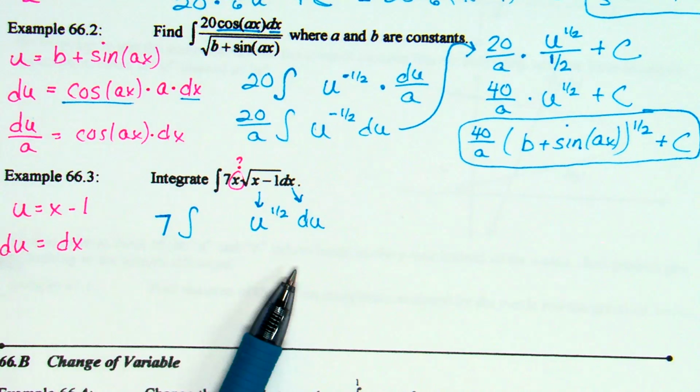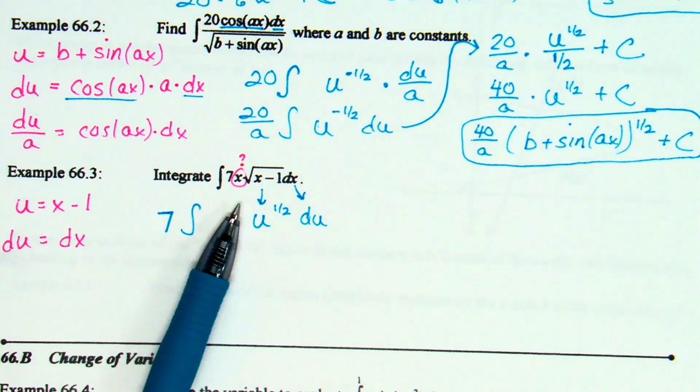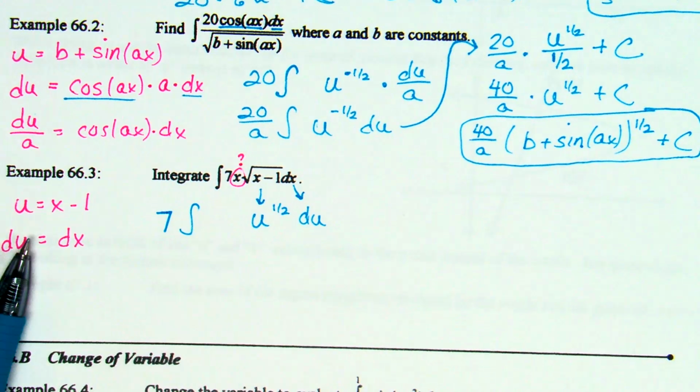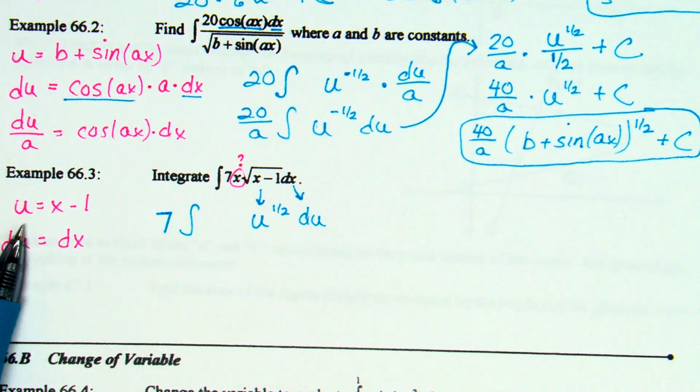So, this is a little bit different one. What we're going to do, go back over here. We had u equals x minus 1. Can you tell me what x is in terms of u based on this equation right here? In other words, can you take u equals x minus 1 and solve it for x?